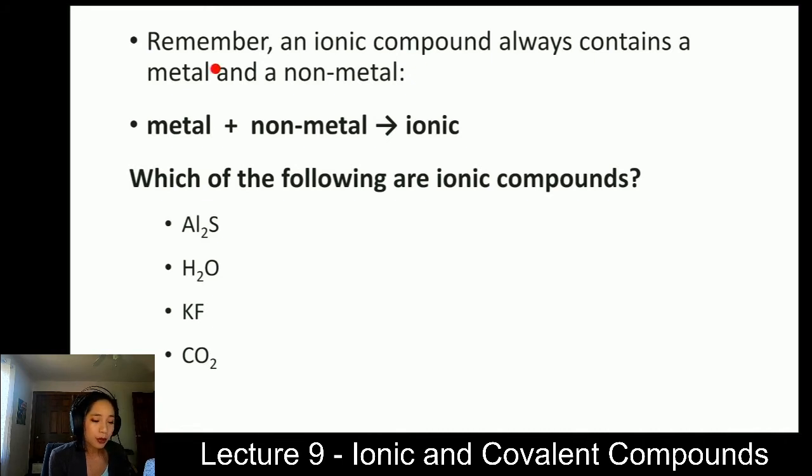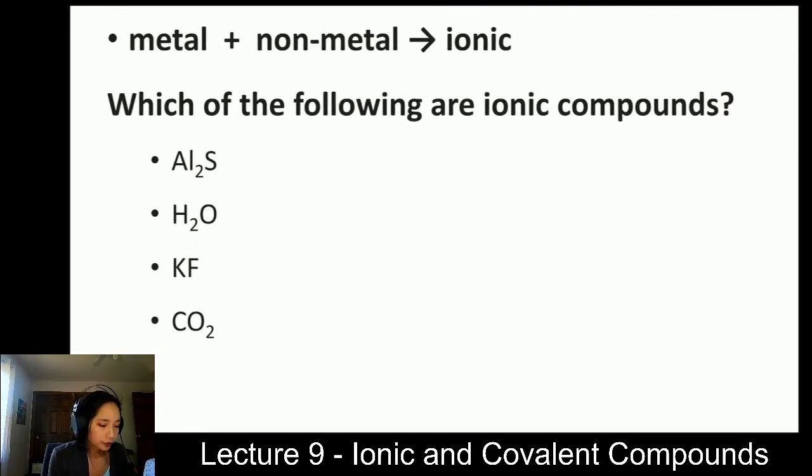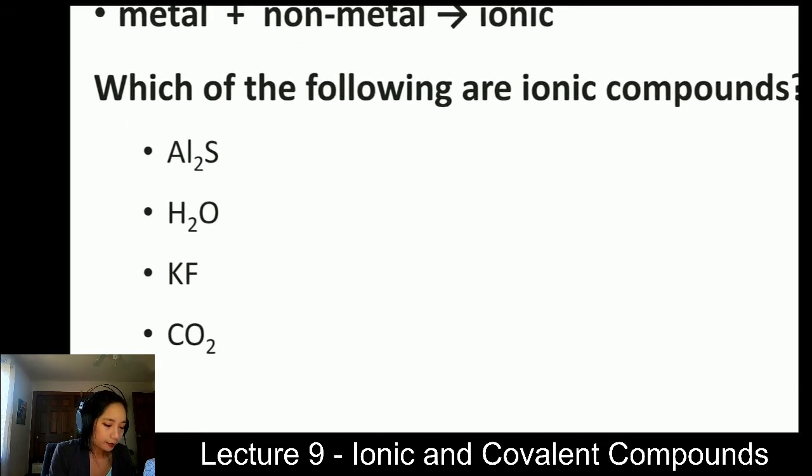So if you remember that first slide, we said ionic compounds always contain a metal and a nonmetal. So this is how we recognize ionic compounds. Is there a metal present that's connected to a nonmetal? So here, all we have to do is identify the different elements involved in these different compounds. This question is asking which are ionic, so let's just find where the metals are.